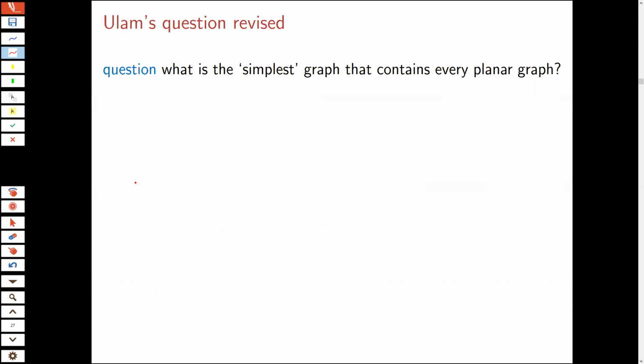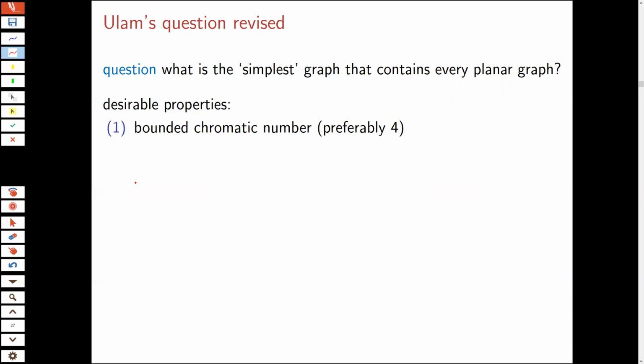Okay, so let's revisit Ulam's question. Ulam asked originally, is there a universal planar graph? Now, I would like to rephrase that in light of these negative results and ask, what is the simplest graph that contains every planar graph? We know that this simple graph can't be planar. In fact, it must contain an infinite complete graph as a minor. But can we still get a graph that's simple in some sense and contains every planar graph?